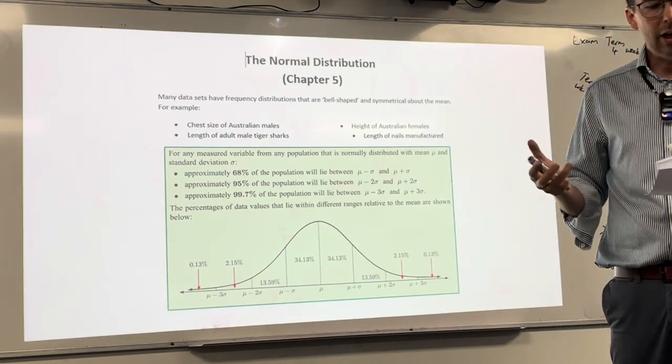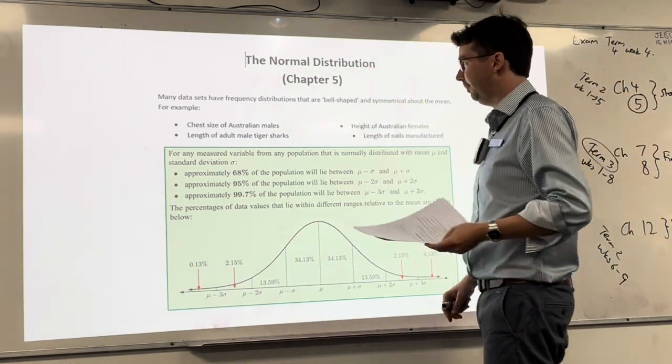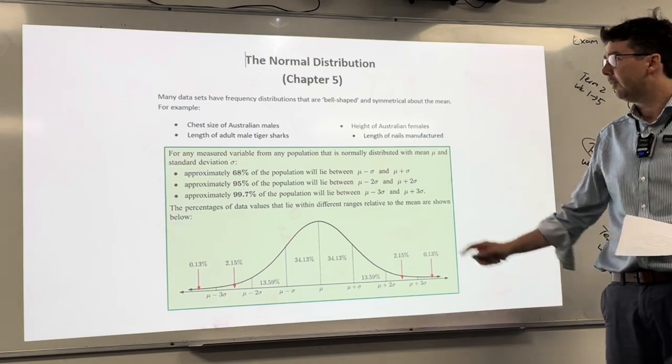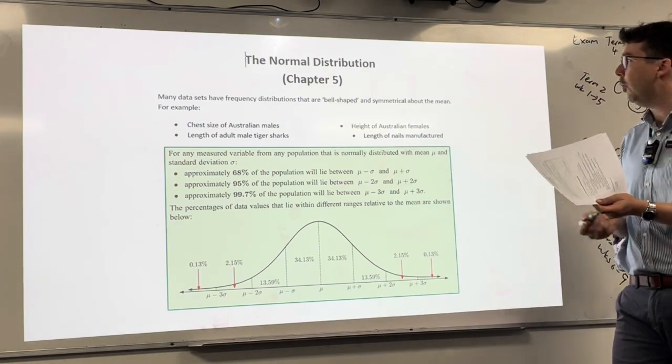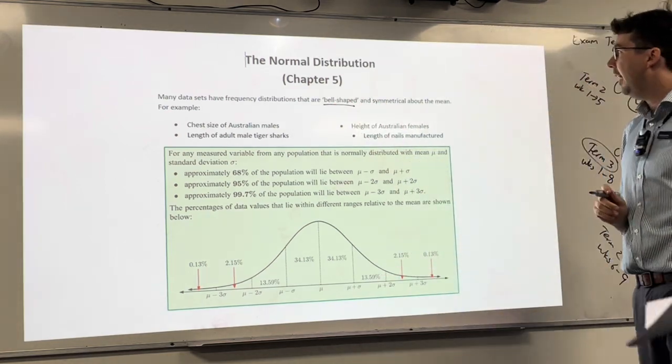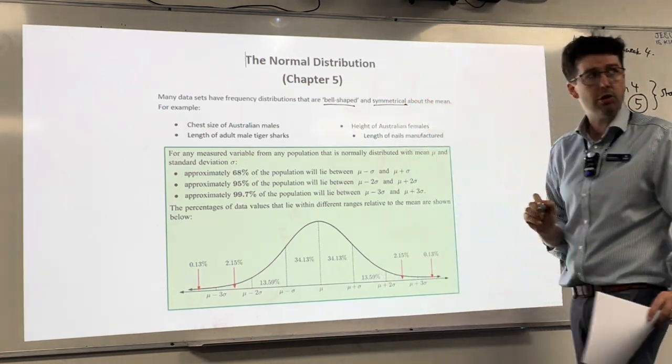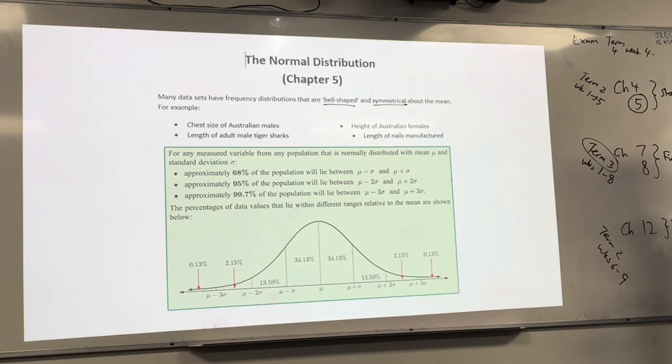All right? So what we're going to learn about today is called the normal distribution. So many data sets have frequency distributions that are bell-shaped. Can you underline bell-shaped? And symmetrical. Can you underline symmetrical? About the mean.